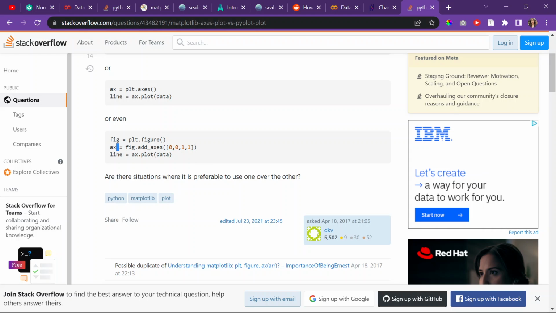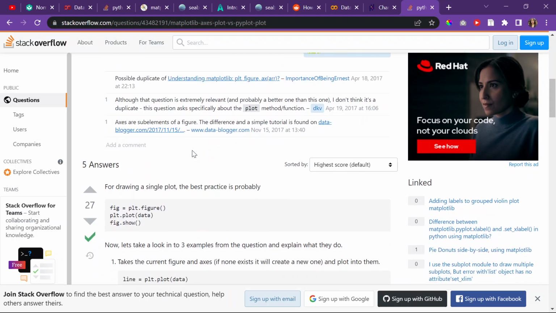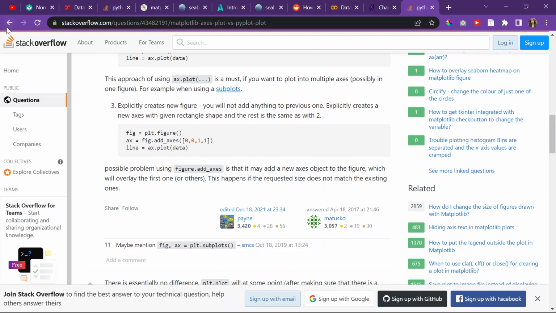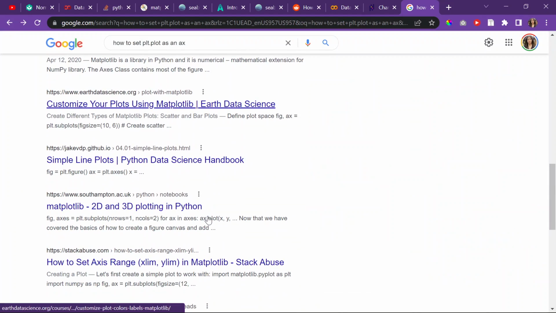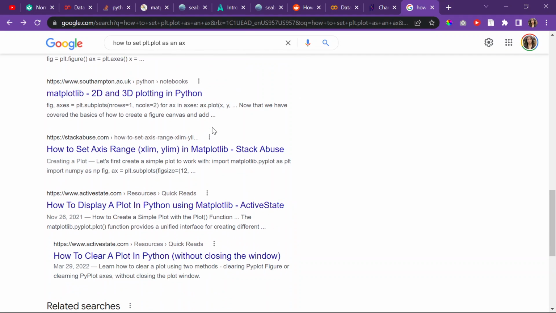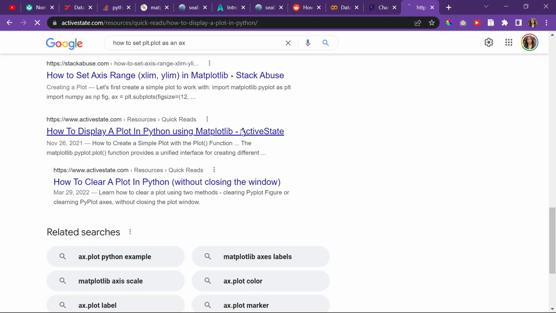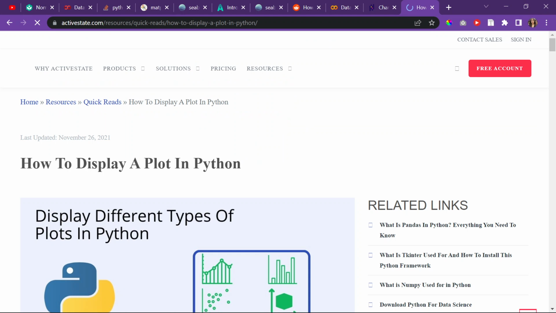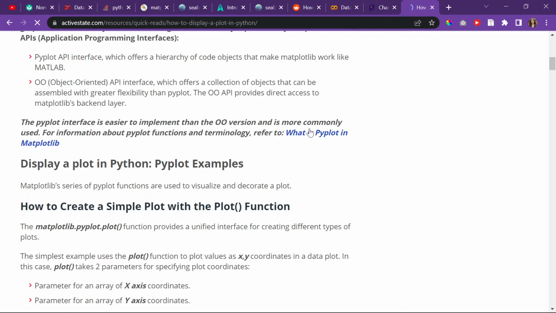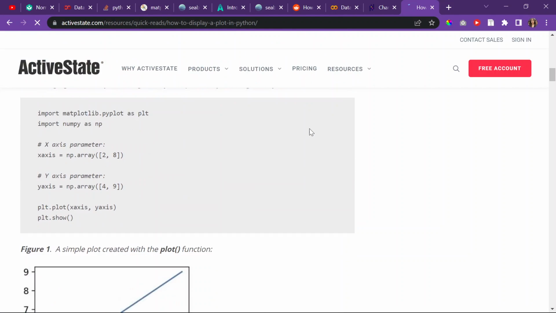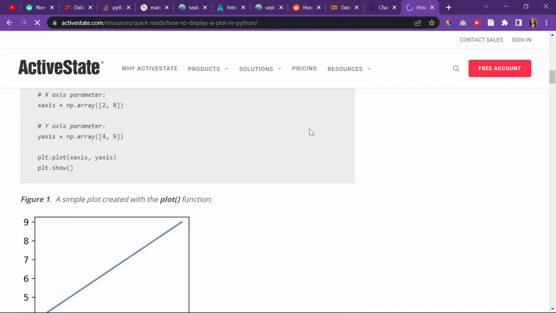See, but that's what I did. plt.figure, axes is equal to figure dot add axes. No, I don't want that. Nah, bro, this is not it. Customize your plots using seaborn line plots, matplotlib, how to set axes range. No, that's not what I mean. How to display a plot in Python using matplotlib. Okay. np.array, get out, I'm not doing that.